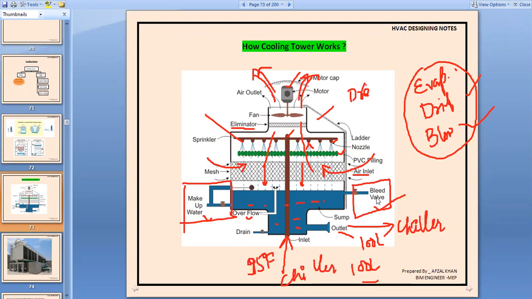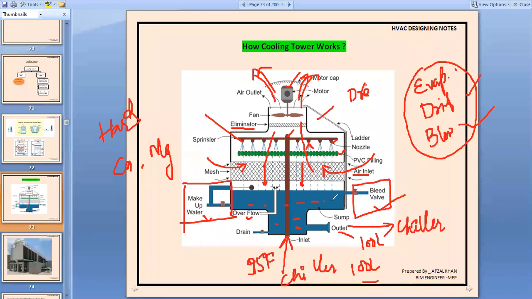The third thing is your bleed valve. Now there is a concept behind this bleed valve. See, the water which is going inside this header can be hard water. Hard water means it will have calcium and magnesium carbonates, calcium and magnesium, which increase the hardness of the water.